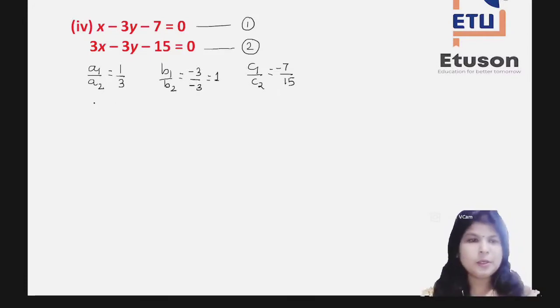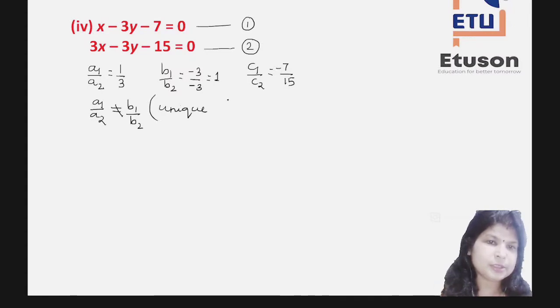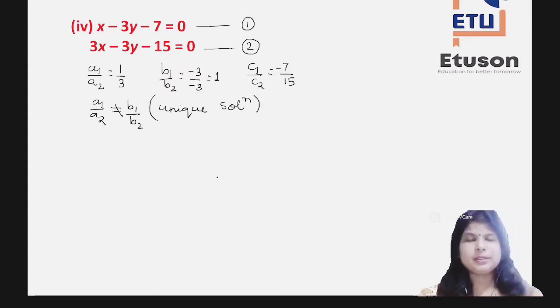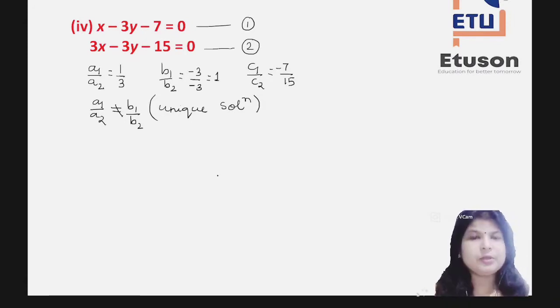Now here clearly you can see that a1 by a2 is not equal to b1 by b2. So this is the condition for having a unique solution. So the pair of linear equations has a unique solution. So we have to find the solution to the pair of linear equations by using the cross multiplication method.